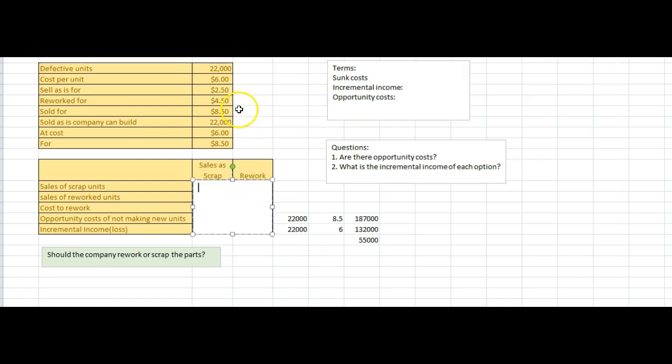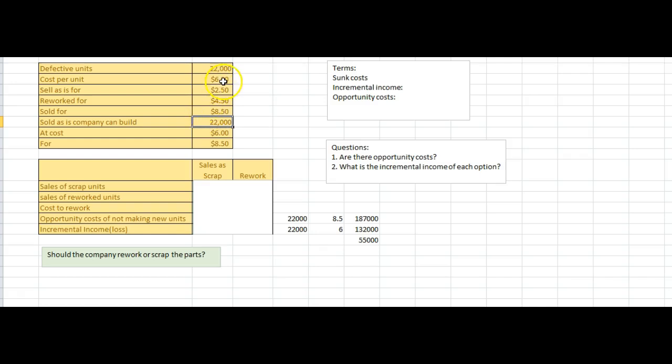We have 22,000 defective units. They each cost $6 to complete. We can sell them now for $2.50 as they are without doing anything to them, or we can rework them for $4.50 and then sell them for $8.50. And if we do the rework, we could have built 22,000 more at a cost of $6 and sold for $8.50.